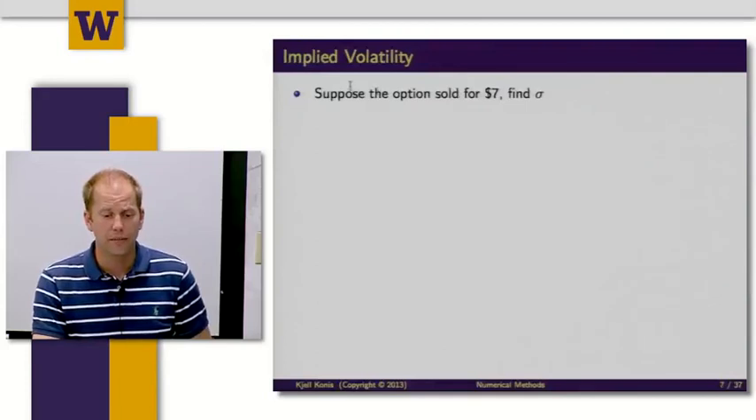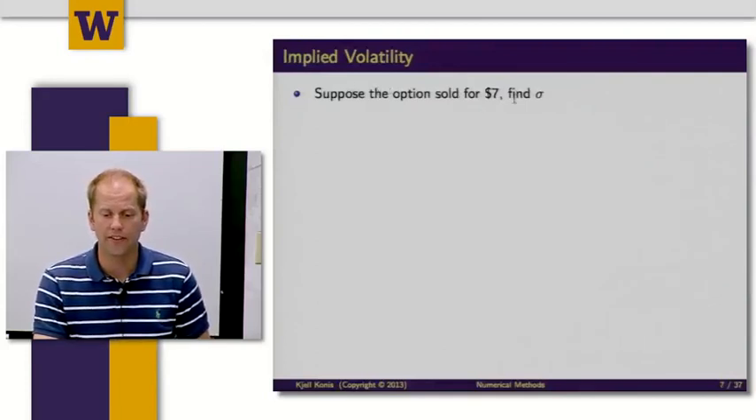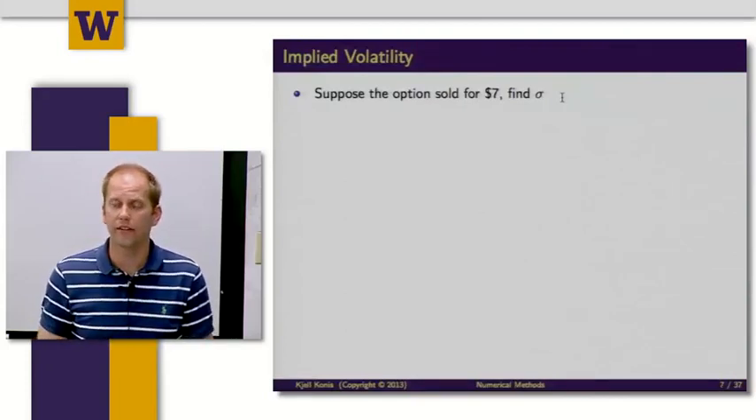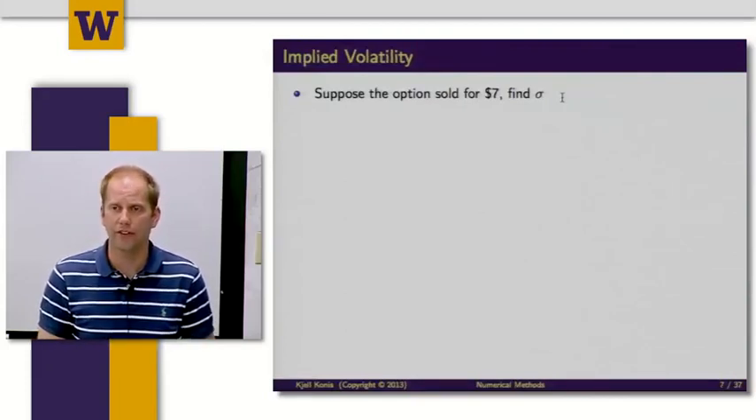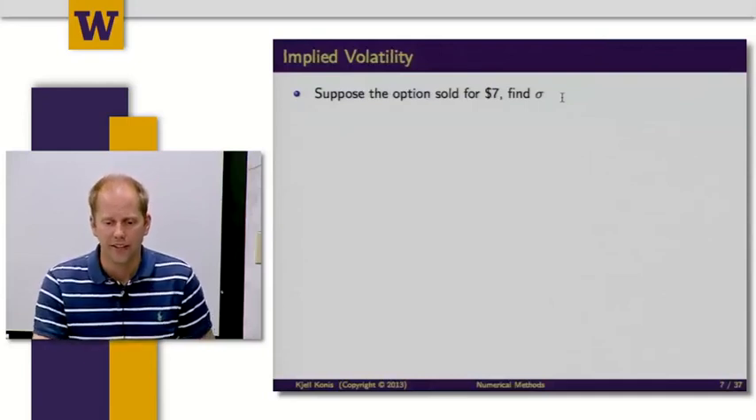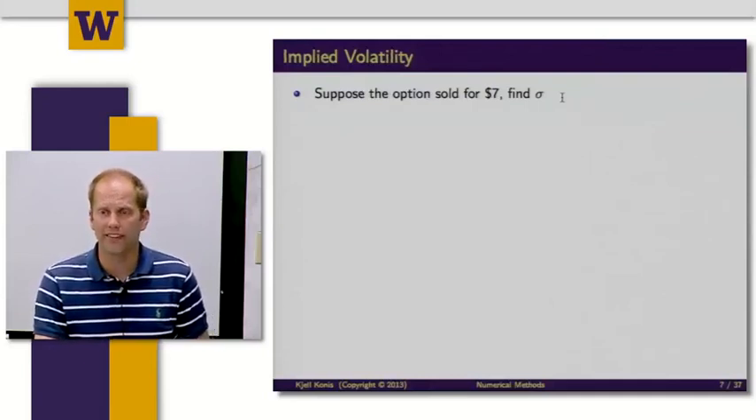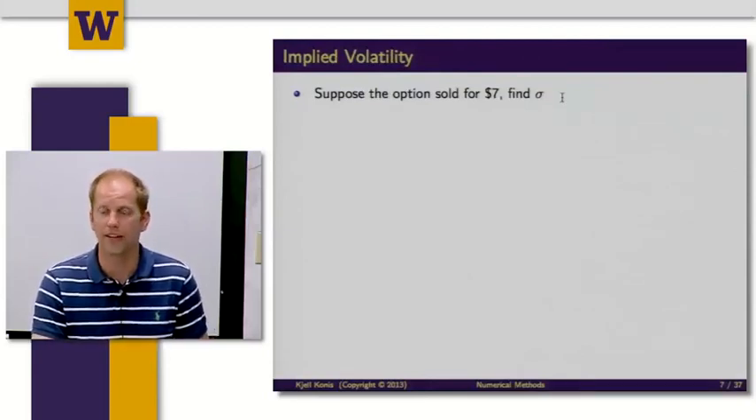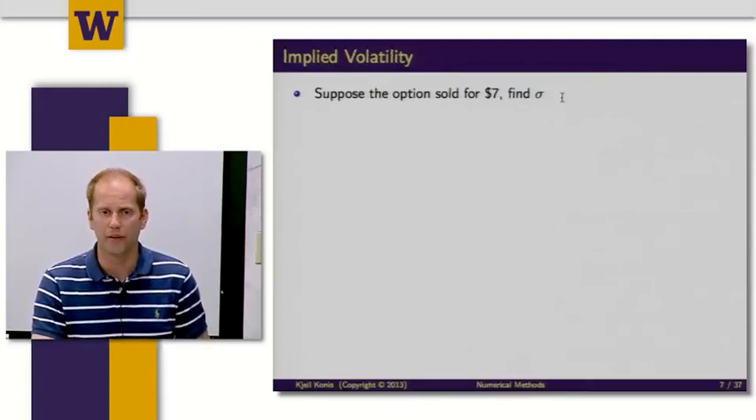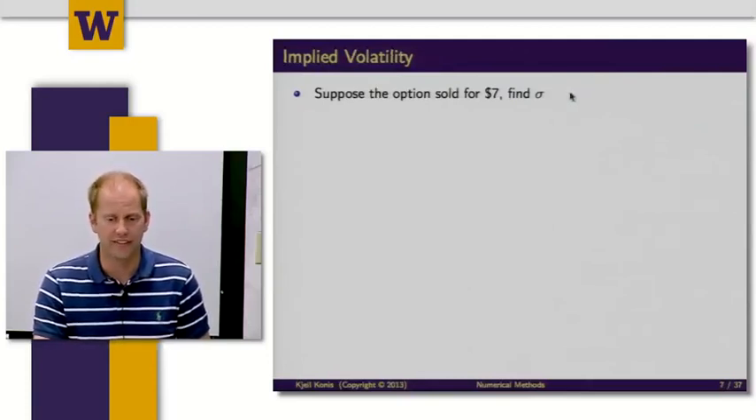And now let's suppose that the option sold for $7, and I want to find sigma. So you can think of this as I want to find the sigma that's going to make my Black-Scholes call price equal to 7. But most nonlinear solvers are going to be set up just to solve f of whatever equals 0. So you want to make a new objective function where the point you're looking for is 0.